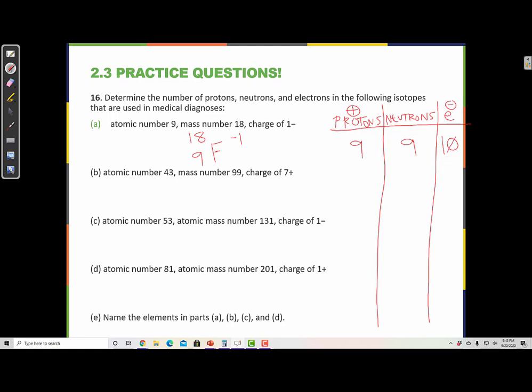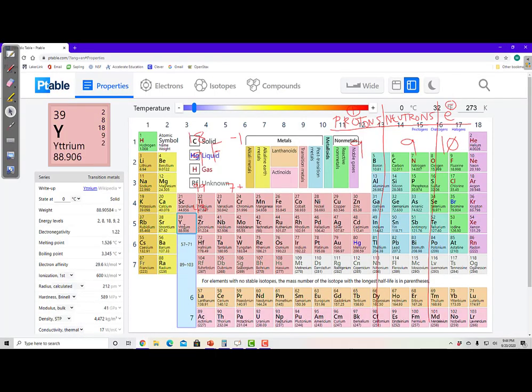Alright, let's look at the next one. Atomic number 43, mass number 99, charge of 7 plus. So the element with an atomic number 43 is technetium right here, Tc.